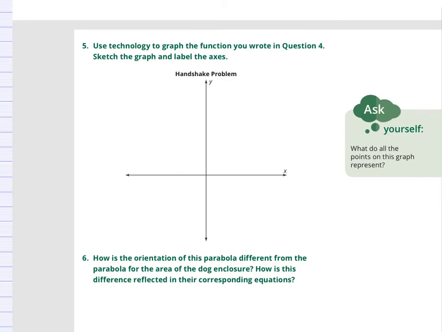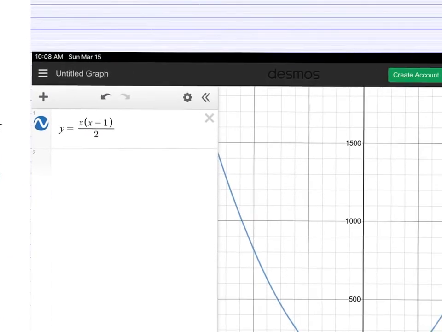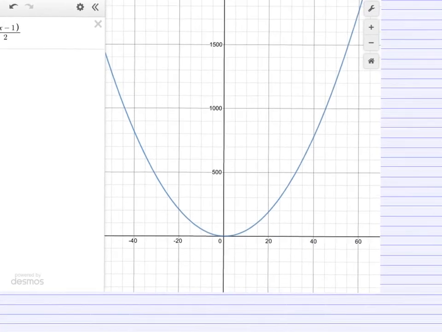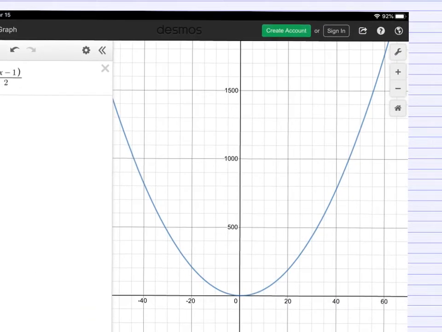Number 5 says use technology to graph the function you wrote in question 4, and I believe I already have a screenshot of it over here. Now again, instead of N, I'm using X, so X times X minus 1 divided by 2, and it's going to give me this parabola right here in blue. And if you guys can see, I have a minimum. The vertex is right here at 0, 0. The axis of symmetry would be the imaginary line straight up and down, so it'd be X equals 0. The y-intercept, it also crosses at 0.